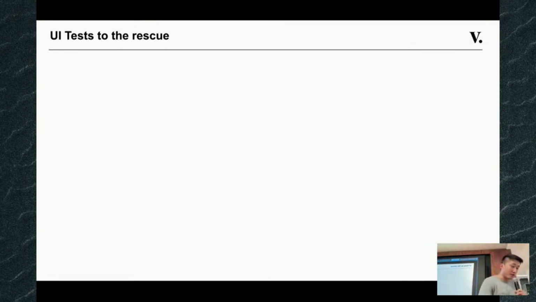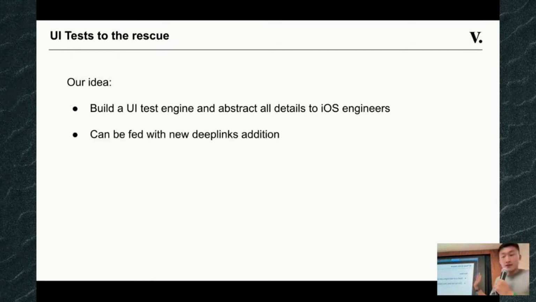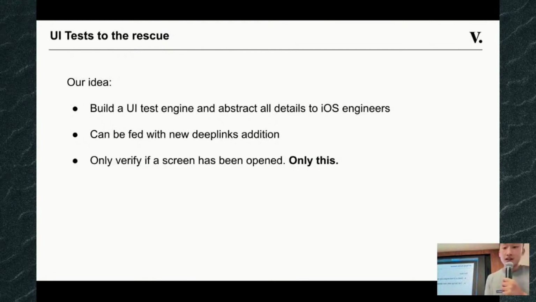So at Vestiaire Collective, why did we do that? We had an idea, which is basically to build a UI test engine that will abstract all the details from iOS engineers. Something, an engine that can be fed with a new deep link addition and that will only verify if a screen has been opened. Only that.